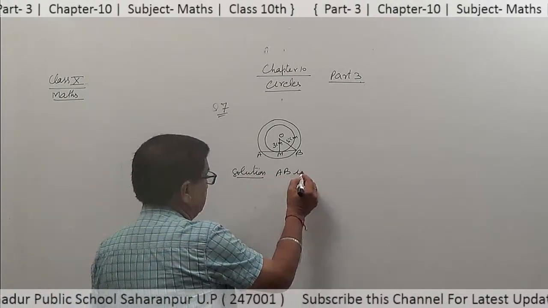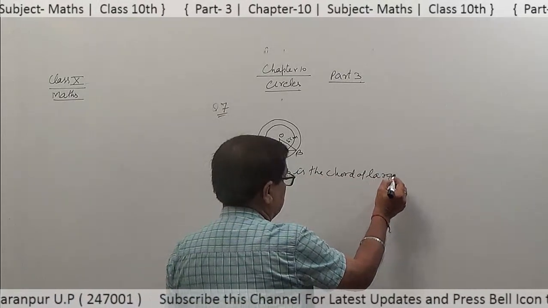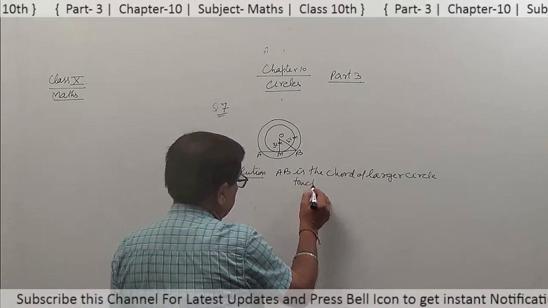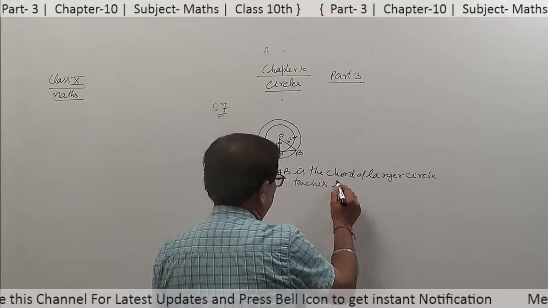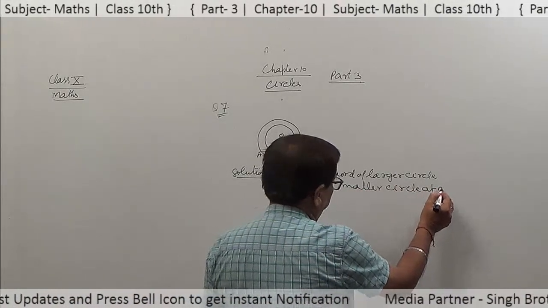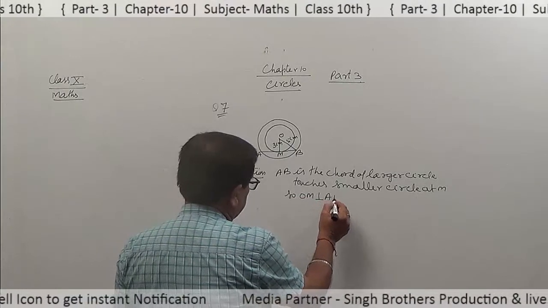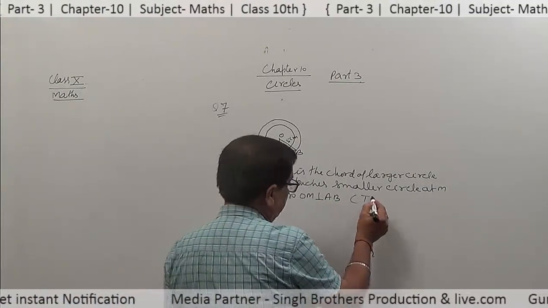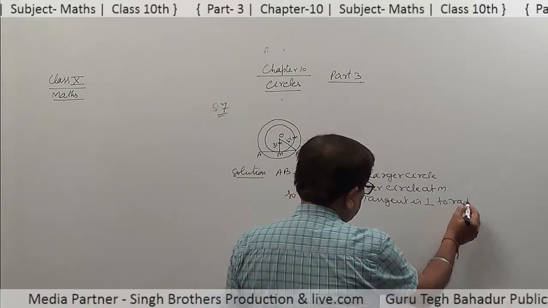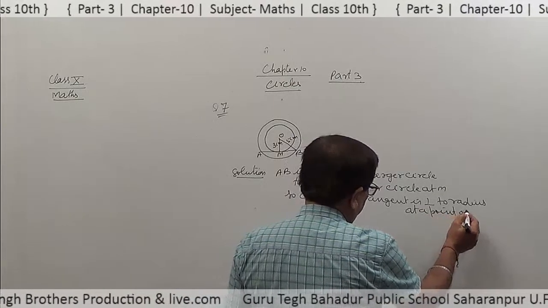AB is the chord of the larger circle which touches the smaller circle at M. So OM is perpendicular to AB because the tangent is perpendicular to the radius at the point of contact.